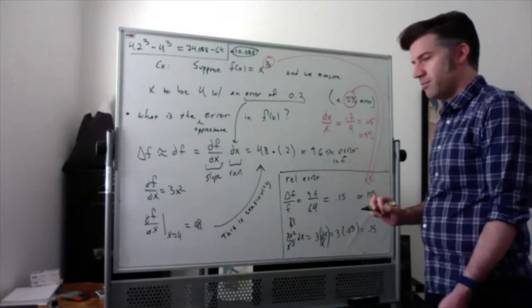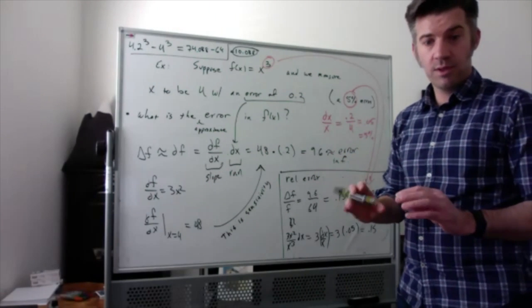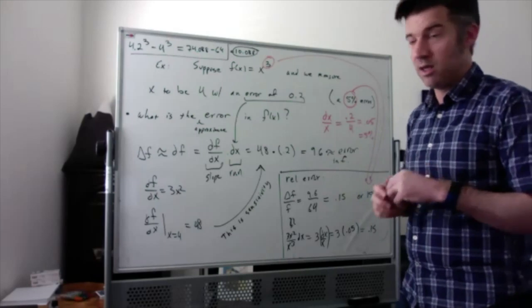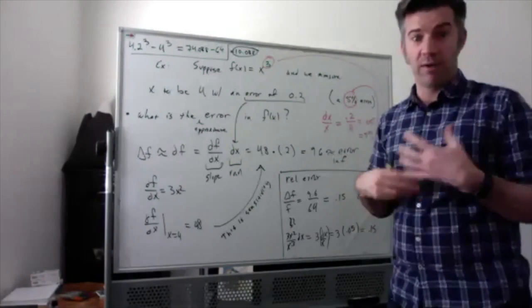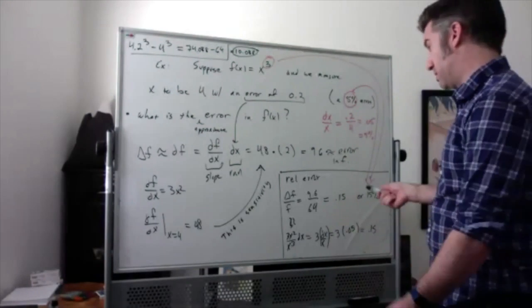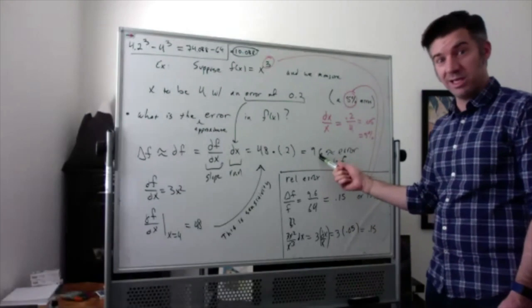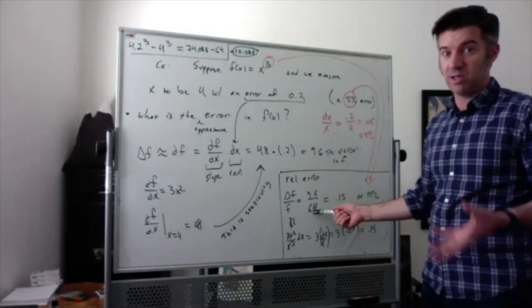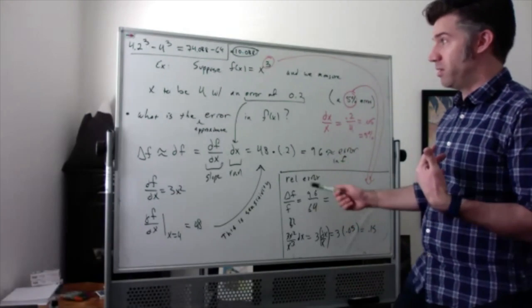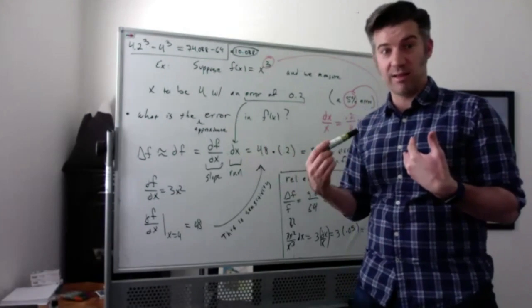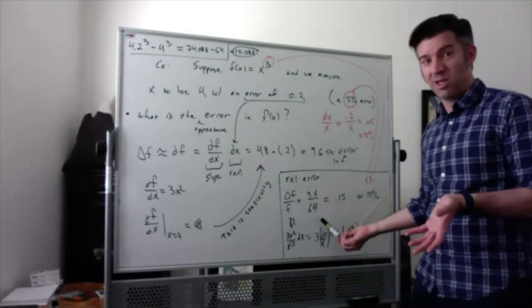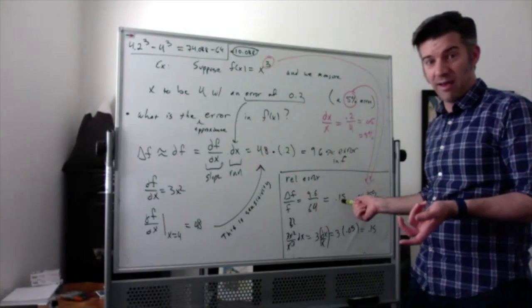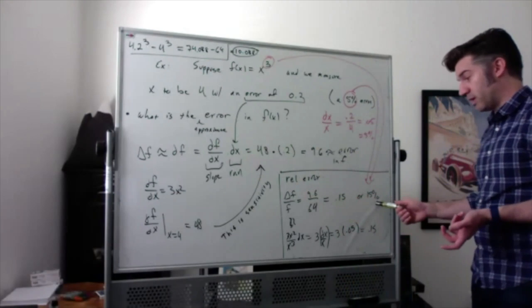Now, we should also mention the relative error, because I think the relative error is easy. We could just calculate the relative error very straightforwardly by saying, well, it's the error in f, which is 9.6, divided by the actual value of f. The actual volume of the cube, when the side length is 4 inches. Well, the volume of the cube is 4 cubed, which is 64. And 9.6 divided by 64 is 0.15, or 15%.